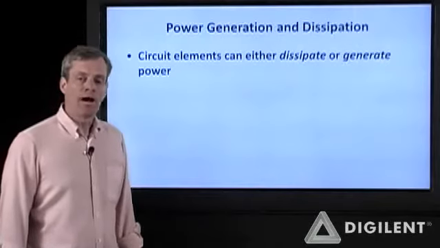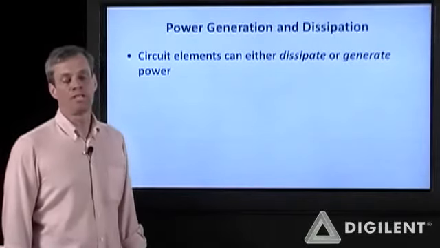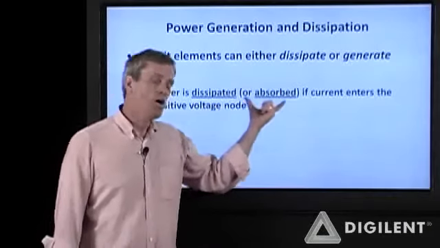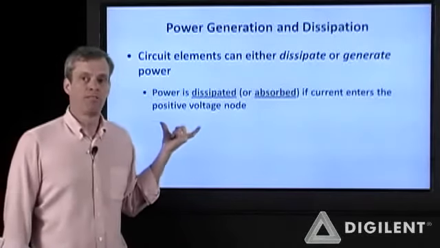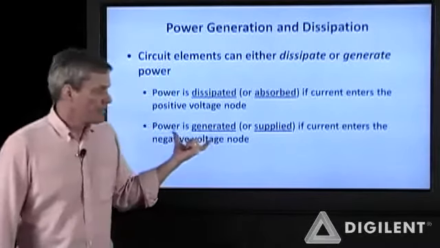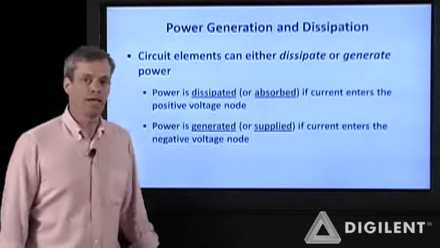Okay, need to talk about power generation and dissipation. Circuit elements can either generate or dissipate power. Power is dissipated or equivalently absorbed if the current enters the positive voltage node. If the current enters the negative voltage node, the power is generated or alternatively supplied.